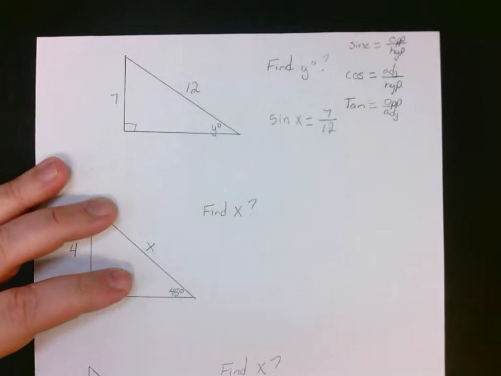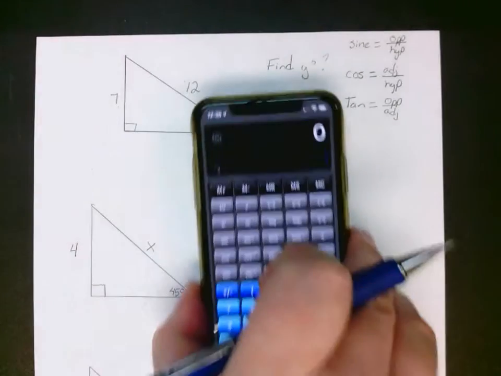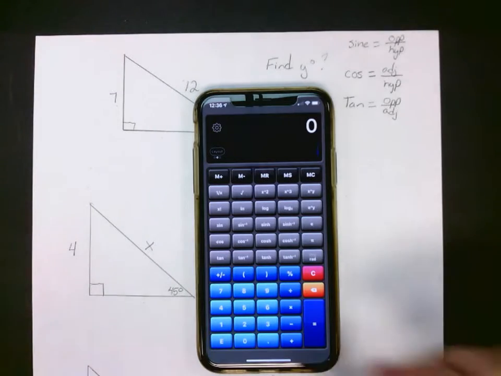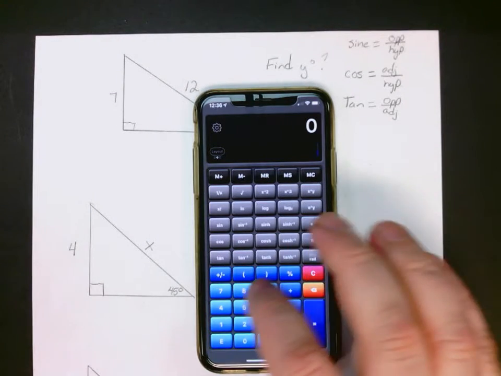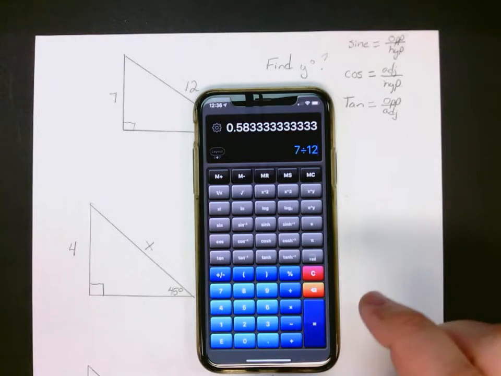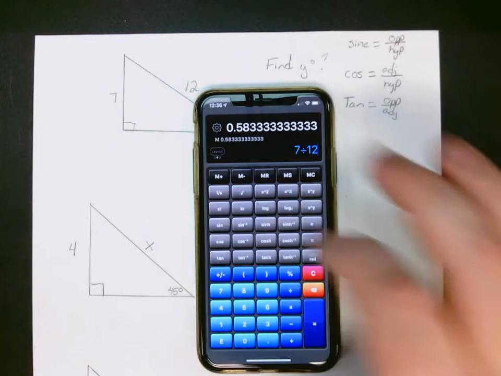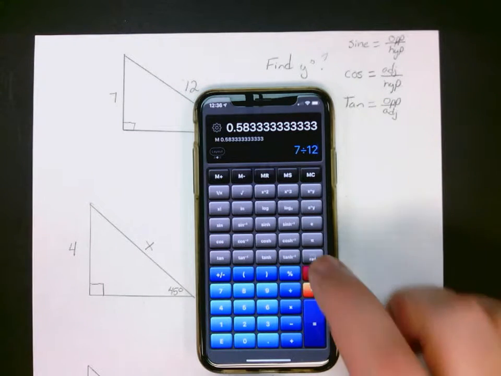Now to find that, what we do is we go to our calculator here. I'm going to set this here so you can see it. So to do this, we go 7 divided by 12. That gives us 0.83. I'm going to go ahead and stick that in my memory. Put that in memory plus and cancel.